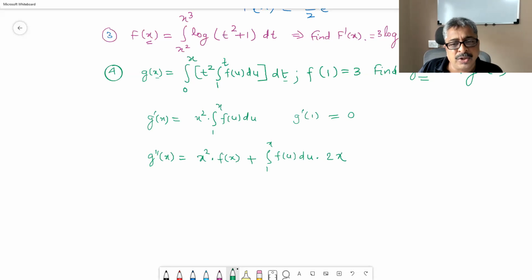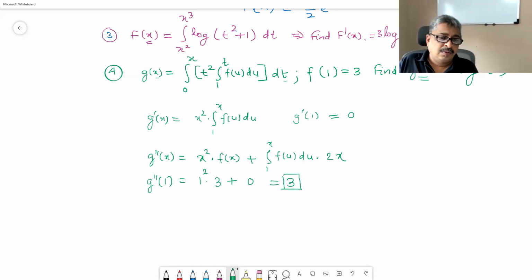So that is your g double dash of x. Now we want to find out g double dash of 1, which is equal to 1 square into f of 1, which is 3, plus, again this integral is from 1 to 1, so it disappears, and therefore the answer is 3. That's all. That is how it needs to be solved.